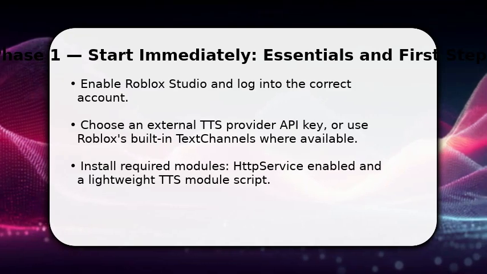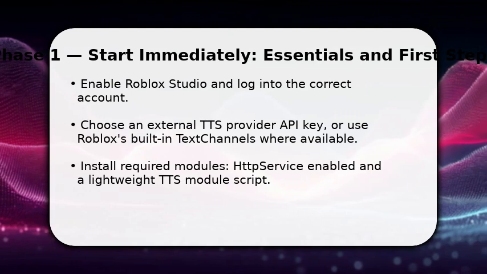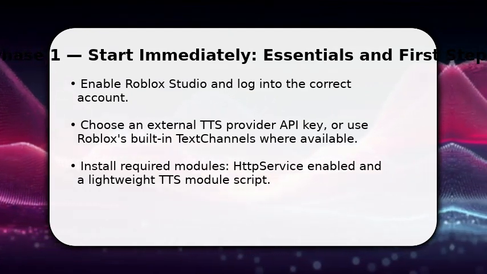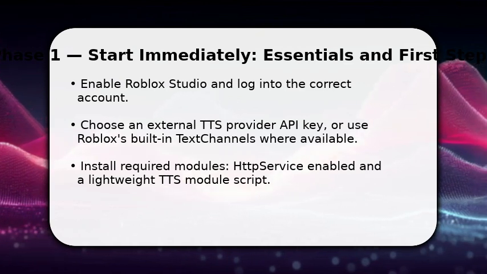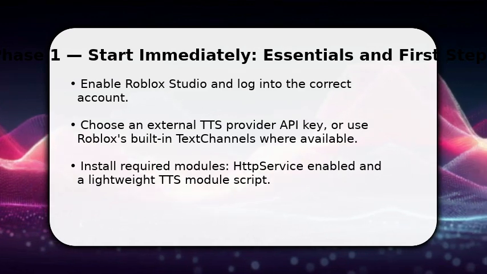You begin by confirming Roblox Studio is open and HTTP service is enabled. This allows server scripts to call APIs. Next, obtain a TTS provider API key if you need voices beyond Roblox defaults. Write it down and keep it secret.